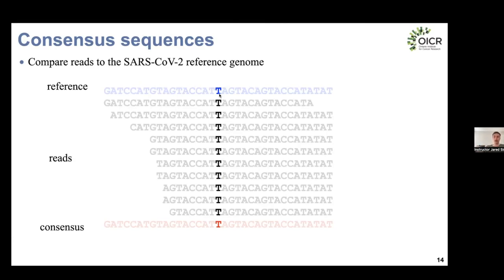So variant callers and consensus callers examine all of the evidence in the reads at a reference position to determine what the position in the consensus sequence should be, what the base in the consensus sequence should be. So here, every read agrees that there is a T at this position. So we're going to put a T in our consensus genome.